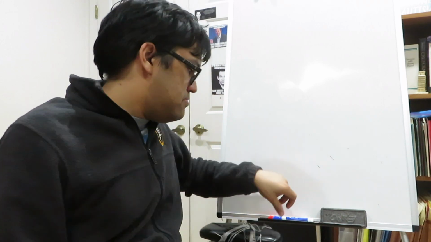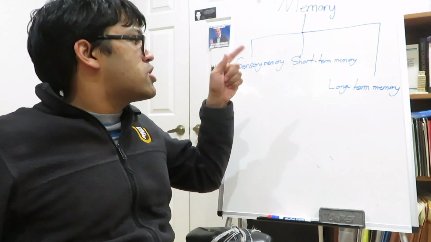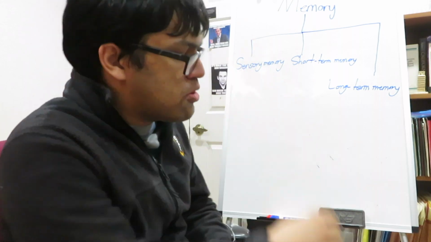I gave you guys the definition of memory in my last Psychology 01 video, but today I'm going to tell you all about the nature of memory. To start off, memory can be broken into several different categories. So you see, the three fundamental forms of memory are sensory, short-term, and long-term.